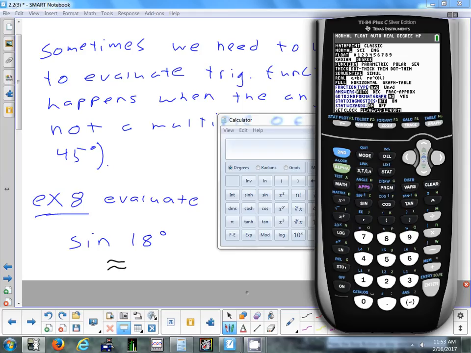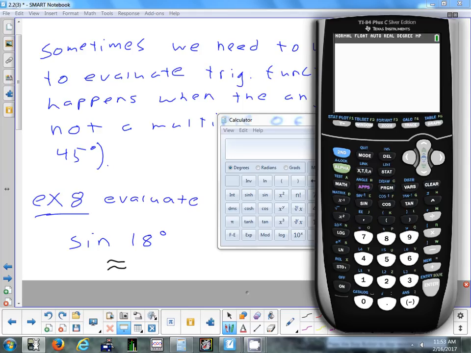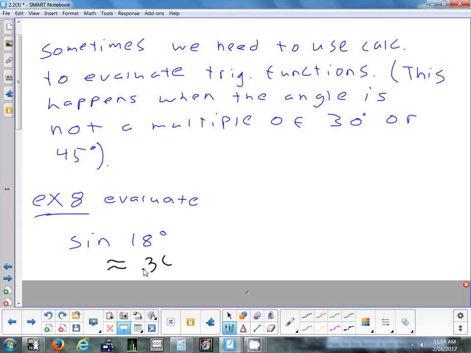Okay, so put your calculator in degrees, and then just press sine 18, and then hit enter. So if you did it right, you should have gotten 0.309. Anybody else get 0.309? Just make sure you know how to do it, because I won't help you the day of the test. If you say, I don't know what to press, okay, now's the time to ask me. Okay, so 0.309.